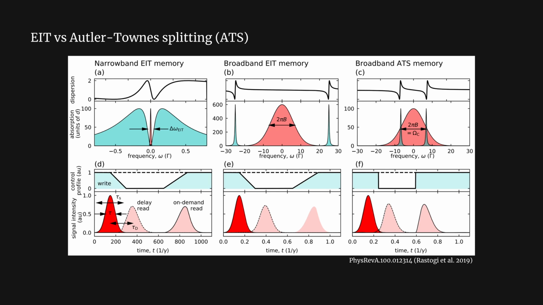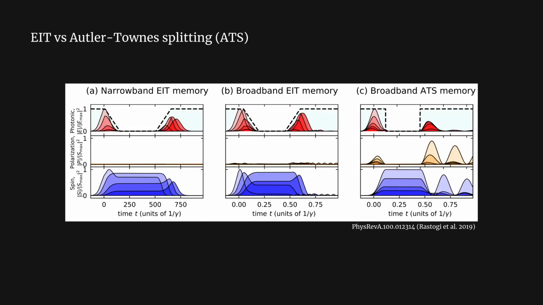I will give a very brief outline about this, but there's something that looks very similar to EIT, but is fundamentally different, which is the Autler-Townes splitting, or ATS. The reason it's different is that instead of having a transparency window within a single absorption peak, we have two split peaks. And there's no adiabatic control, that is, we're not preventing the excitation of polarization coherence. And there's exchange of coherence between the polarization and the spin wave. So in this case, in fact, the polarization coherence does get excited.